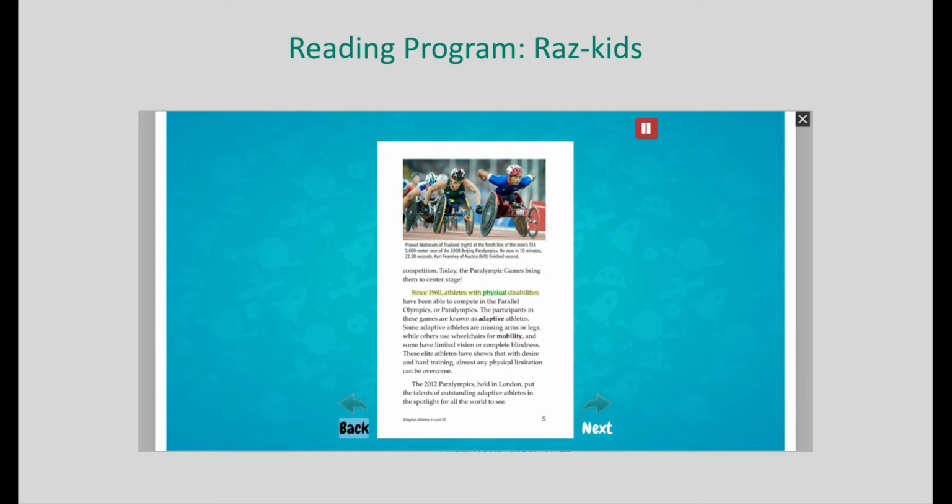For reading, for instance, there is a reading program called RAZ Kids. This is just one example of an assistive technology on the computer that can be used to help learners who may struggle with reading or understanding written work. In RAZ Kids, you'll have a story and you can choose to read it on your own, or you can choose for the story to read it to you.